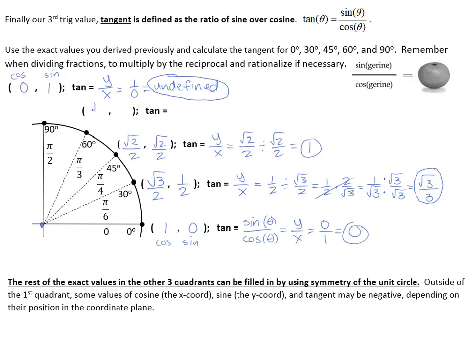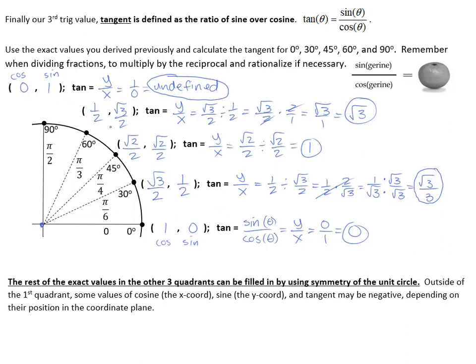Similarly, for 60 degrees, if this is 1/2 and this is root 3 over 2, and we do y divided by x, we write that out horizontally, y divided by our x coordinate, and multiply by the reciprocal, so times 2 over 1. Once again, these 2's will cross-reduce, and we get square root of 3 over 1, or square root of 3. The exact value of tangent of 60 degrees is square root of 3.